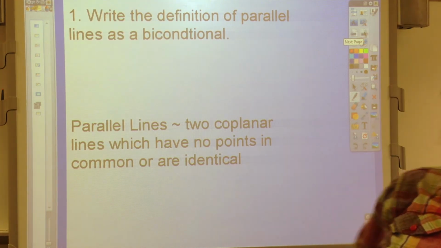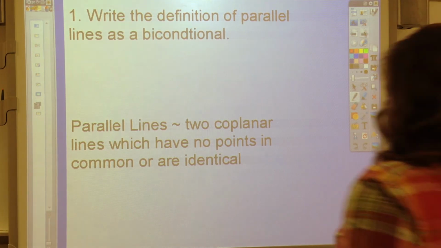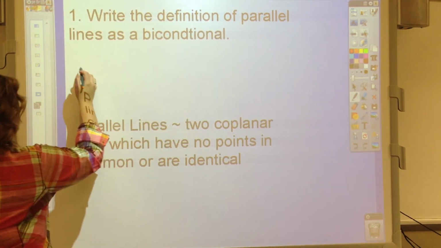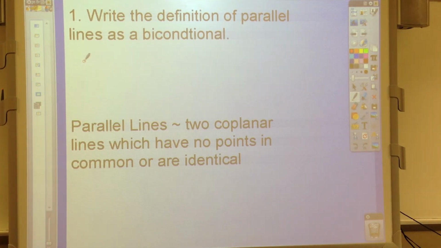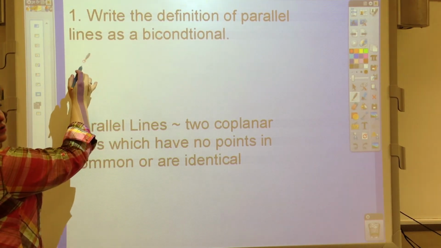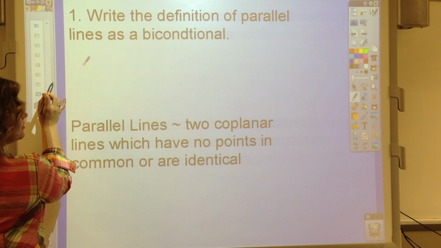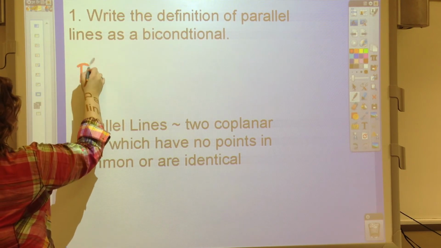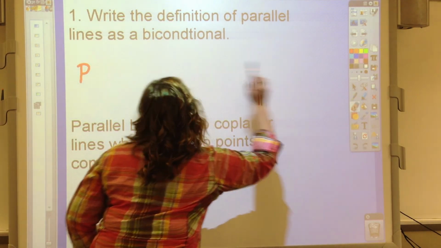Let's practice doing that yourself. Write the definition of parallel lines as a biconditional. The definition of parallel lines are two coplanar lines which have no points in common or are identical. So I might say, do you have any ideas? I would say parallel lines. No, that won't work. How about lines are parallel? That sounds nice.